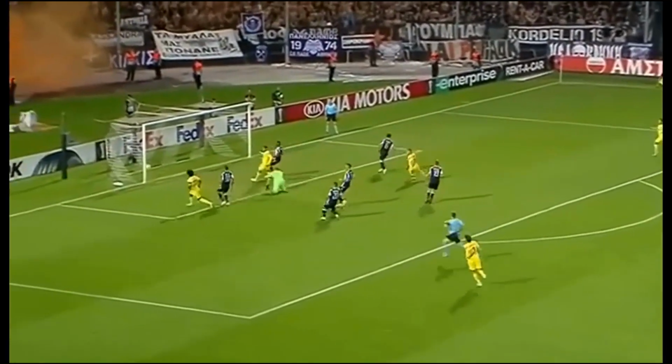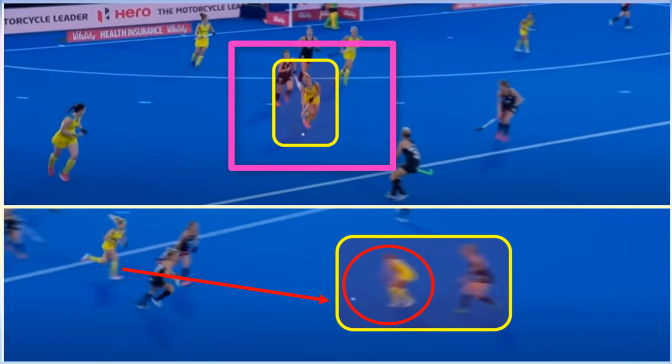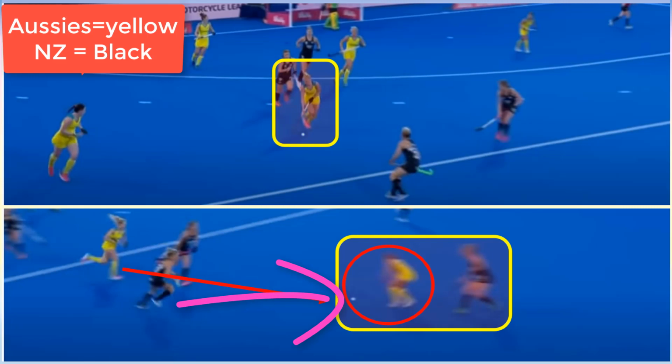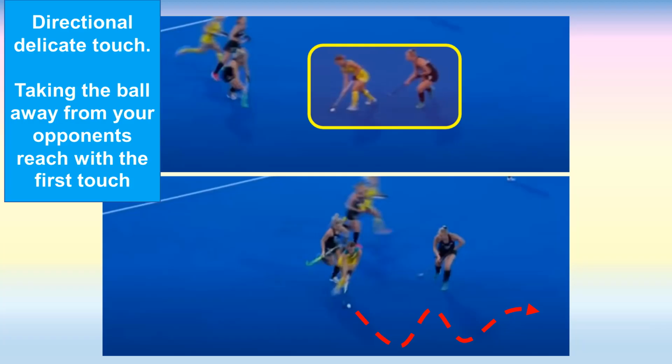Time to come back to hockey. Here's the Aussie right inner in her right defensive quadrant. She passes the ball to a right inner who receives in a block pass situation, beautifully runs off her marker, and curls anti-clockwise towards the right and leaves the Kiwi players chasing her.